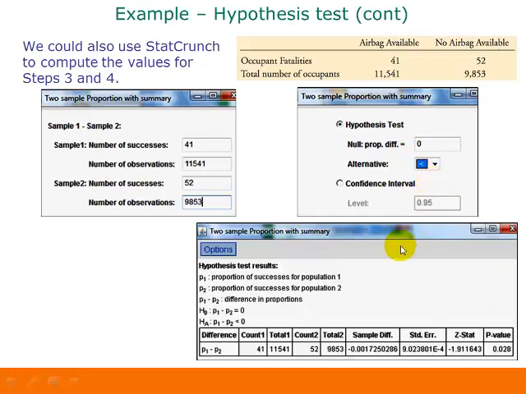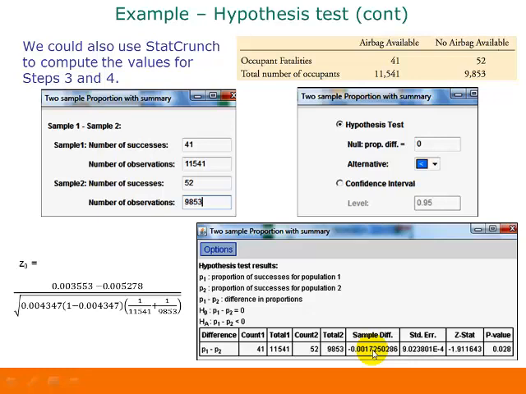And here's the result we would get. Notice this gives us a whole bunch of different pieces that are part of our formula in our test statistic. So we've got our number of successes and our sample size for each of the two samples. The sample difference, if we look at our formula, would be this part on the top, the first sample proportion minus the second sample proportion. So there's our sample difference.